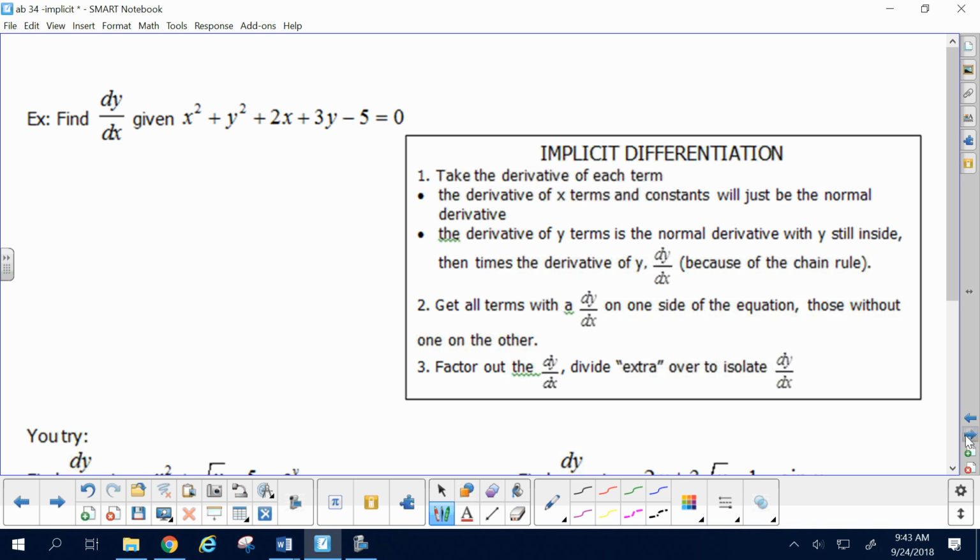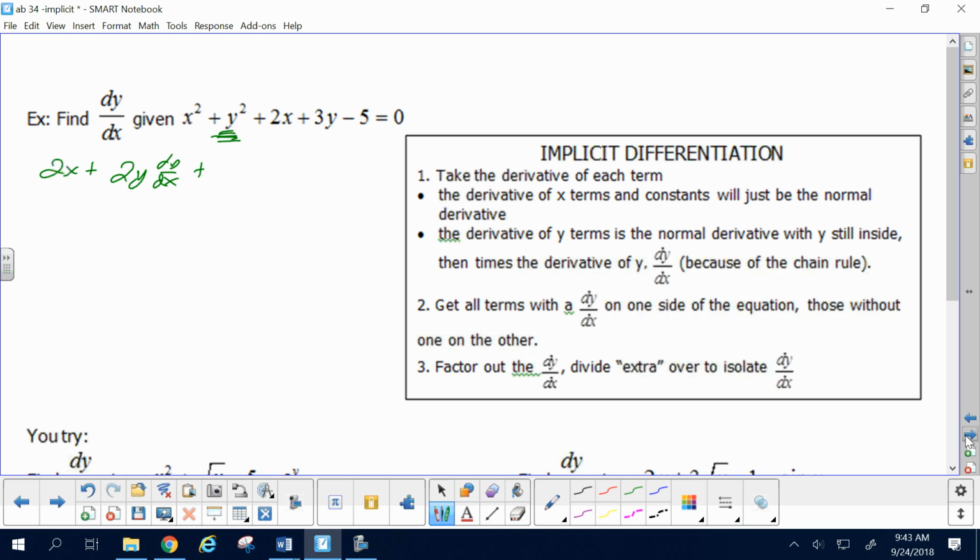So you got, find the derivative of x squared plus y squared plus 2x plus 3y minus 5 equals 0, that big old conic section, which is actually a circle that's been shifted, but let's go with it. So when I take the derivative, I'm going to take the derivative of each term, or where one starts and stops with addition or subtraction. The derivative of any x term will be just like normal. So the derivative of x squared is 2x. The derivative of any y term, however, will have this chain rule part to it. So what's the derivative of y squared? 2y dy/dx.